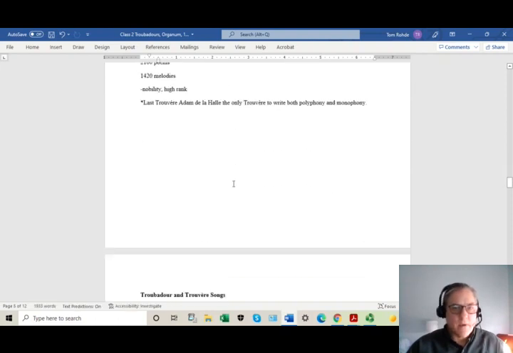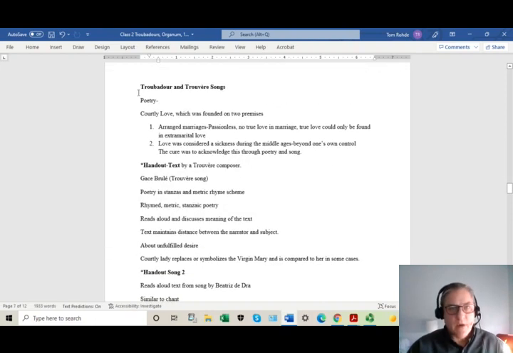Now I'm just going to skip on down here and talk about troubadour songs. One of the most common topics in troubadour songs, and trouvères were another type of troubadour from the northern part of what we now know as France, was courtly love, which was founded on two premises. One, that marriages were arranged, so therefore they were passionless. And the other concept was that love was considered a sickness, and the cure to this sickness was to acknowledge it through poetry and song.